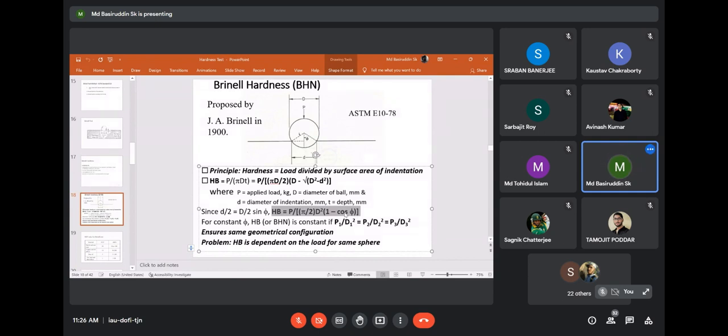Now if you are able to maintain the constant angle, then you can change the load according to the indented diameter. Initially I said that you put the load of 500 kilo or 3000 kilo based on the sample hardness, and you have to maintain the indented diameter of 10 mm. But if you don't have the capacity to maintain the load of 500 kilo or 3000 kilo, then you can reduce the load by reducing the indented diameter, following this ratio. Like, you can maintain a lower diameter of 2.5 mm or 5 mm instead of 10 mm. Then you can adjust the load, and it will be suitable for laboratory purposes.